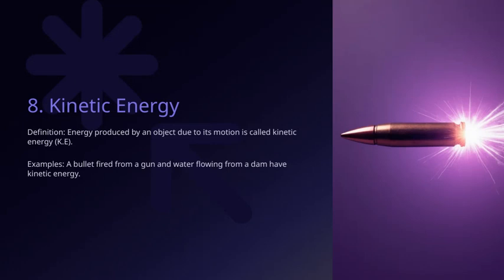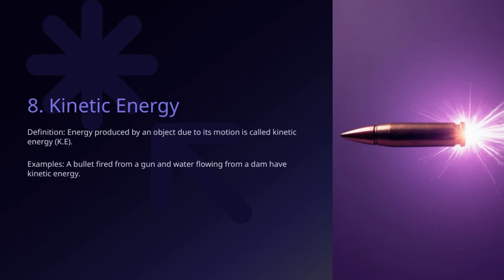Let's look at some everyday examples of kinetic energy. For instance, when you fire a bullet from a gun, that bullet is moving with a lot of energy. Similarly, water flowing from a dam has kinetic energy because of its motion. Now, the key idea here is that kinetic energy is the energy an object possesses because it is in motion. We often abbreviate it as KE.